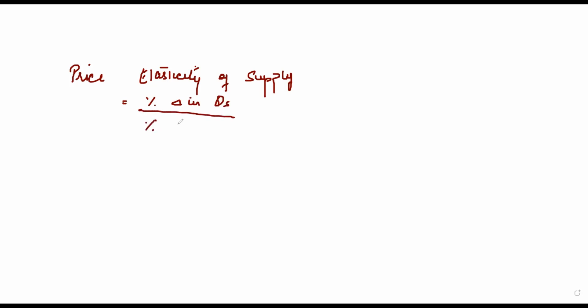I told you that the price elasticity of supply, that is your ES, if we try to derive this by a percentage method, then what was the formula? It is percentage change in quantity supplied upon percentage change in price, right? Percentage change in quantity supplied was delta Q upon Q into 100, where Q was the initial quantity. And percentage change in price was delta P upon P into 100, wherein P was the initial price.